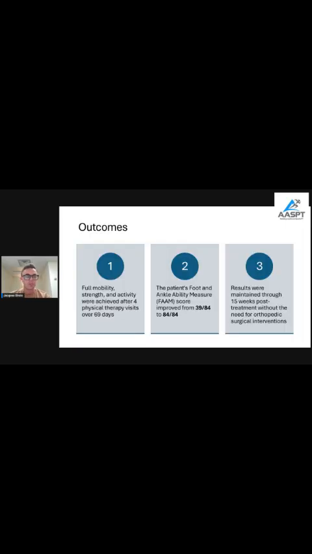As far as their outcomes, they did see physical therapy several more times over the course of several months, just to check in on things, make sure things were going well. But they were able to achieve full mobility and strength and return to full activity over that time. Their Foot and Ankle Ability Measure score improved from 39 to 84 over those 69 days. And they were able to maintain this following therapy, at least through the 15 weeks that they were followed, with no need for surgical interventions.